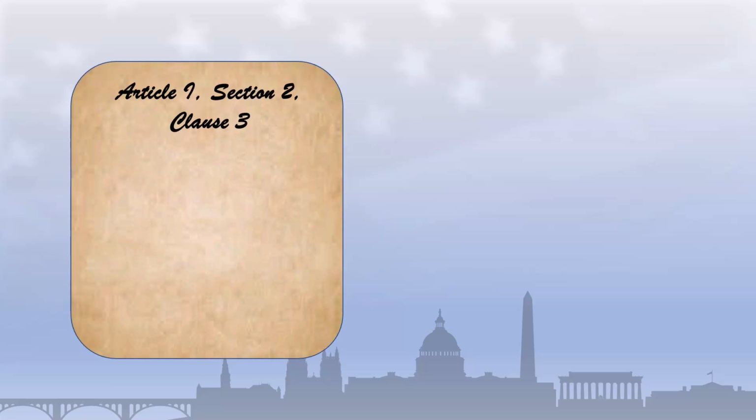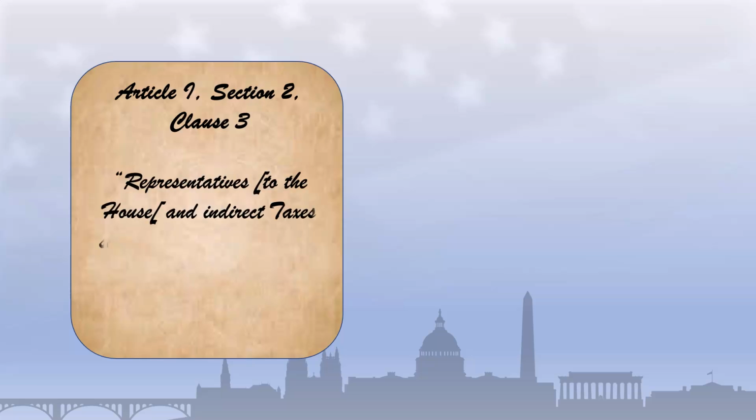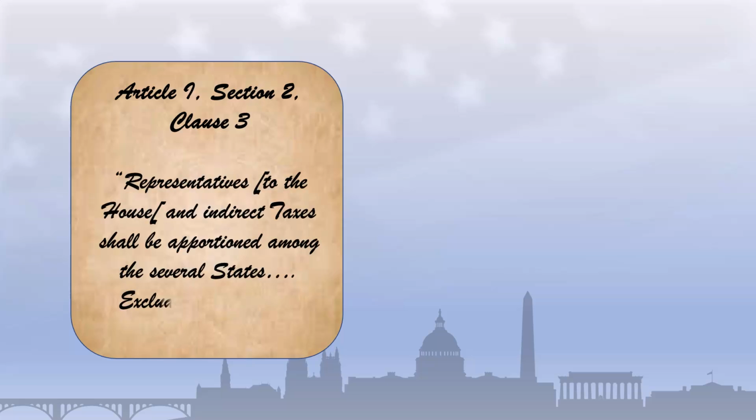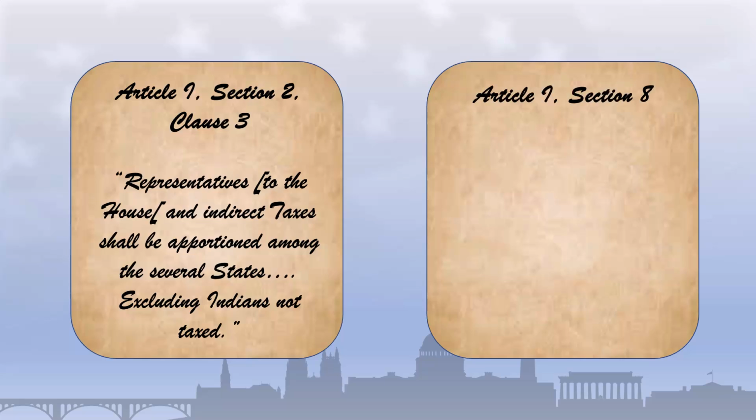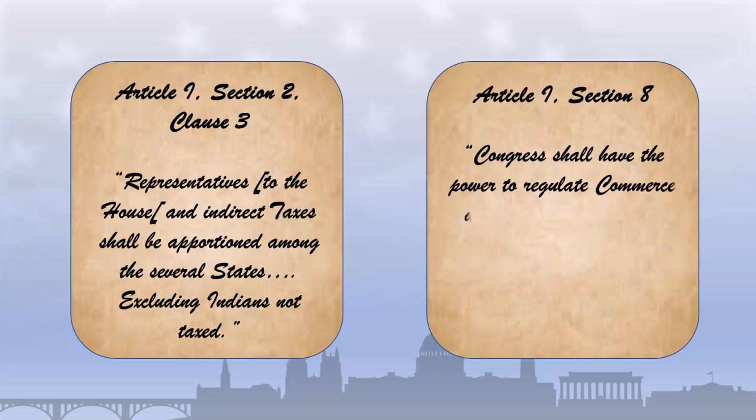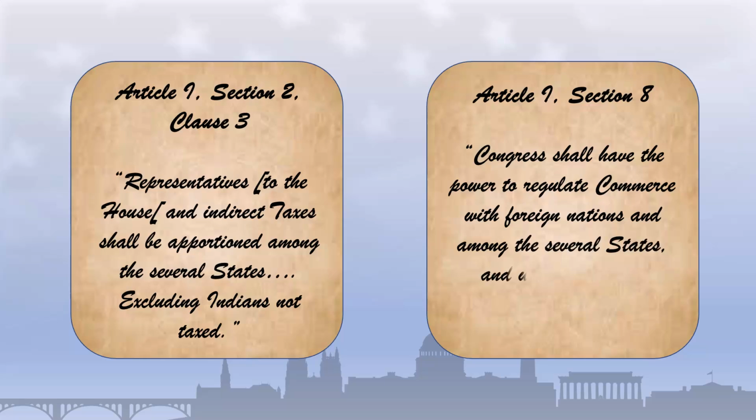We see this status reflected in the U.S. Constitution. Article 3, Section 2, Clause 3 provides that representatives to the House and direct taxes shall be apportioned among the several states, excluding Indians not taxed. Similarly, Article 1, Section 8 provides that Congress shall have the power to regulate commerce with foreign nations and among the several states and with the Indian tribes. Both of these suggest that the tribal nations were in a unique category, separate and autonomous from the federal government, the states, and from foreign nations.